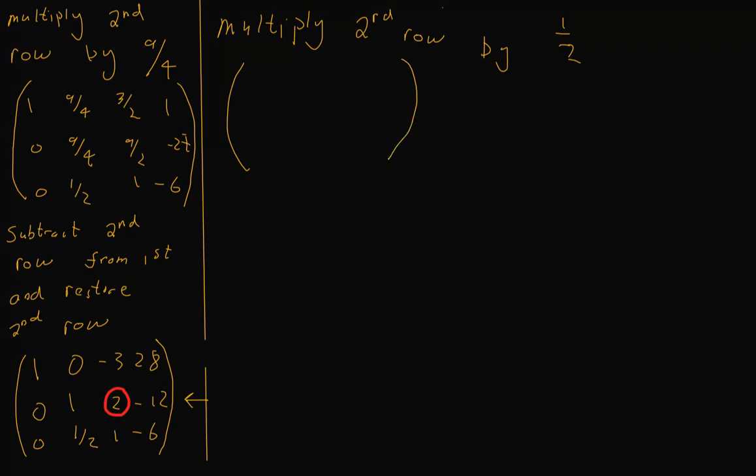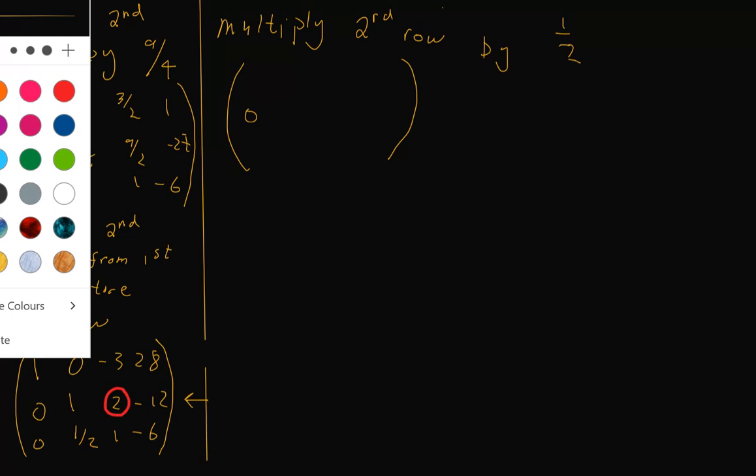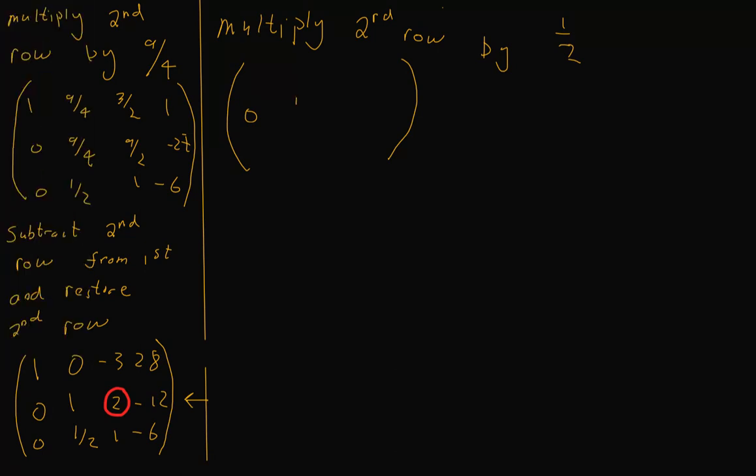So second row, 0, half, oh, it does not look like a half, it looks messy. We've got 0, half, 1, negative 6, then those are the same: 1, 0, negative 3, 28. Then we got 0, half, 1, and negative 6. We are nearly there.